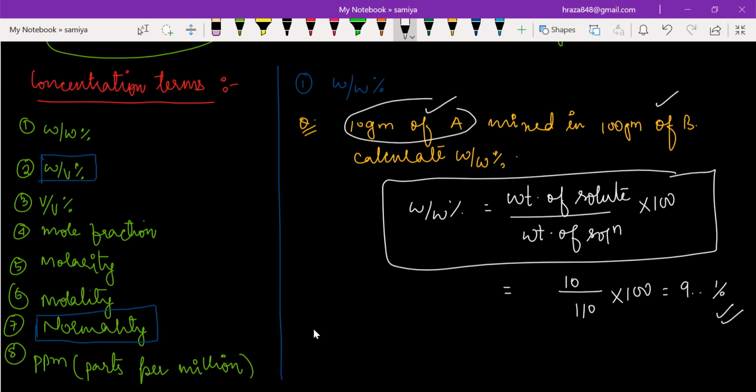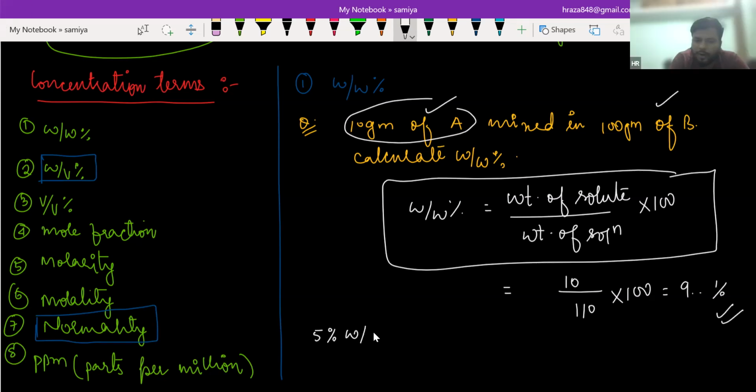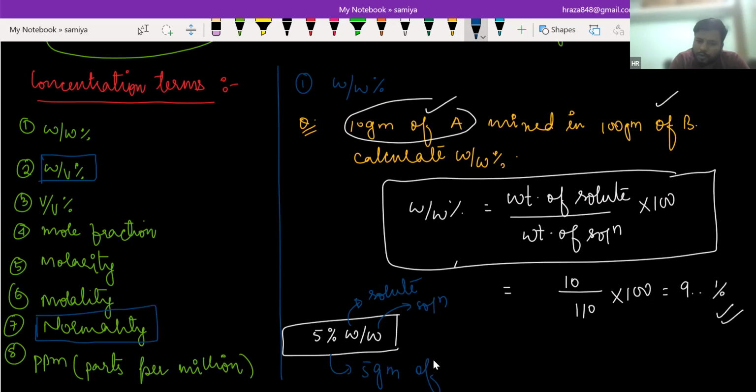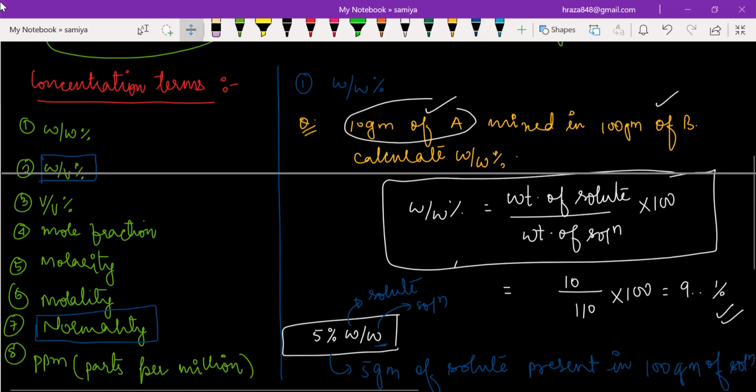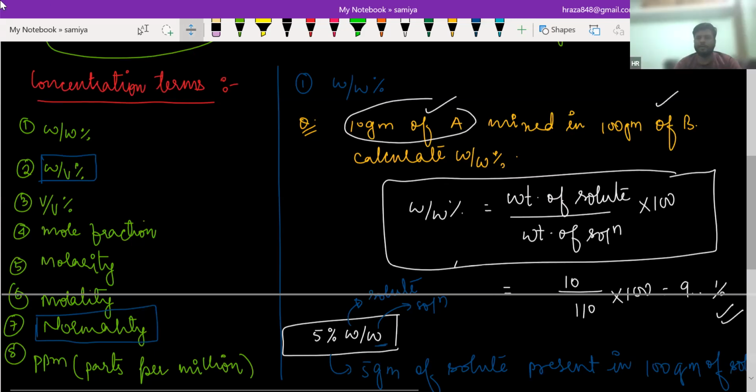Yes, sir. So basically, 5% weight by weight. What does it mean? Always remember that the numerator represents solute and the denominator represents solution. So it means 5 gram of solute is present in, since we are talking about percent, 100, and since in the denominator it is weight, 100 gram of solution. Is that clear? Yes, sir. Okay, can I change the slide? One second. Okay, please write it.